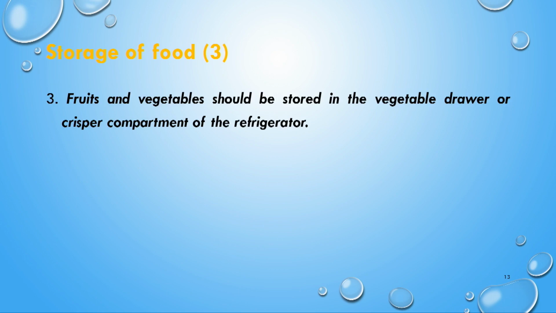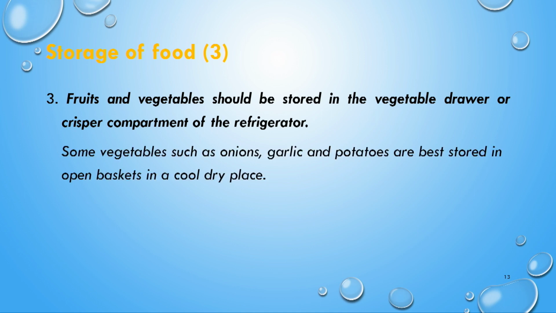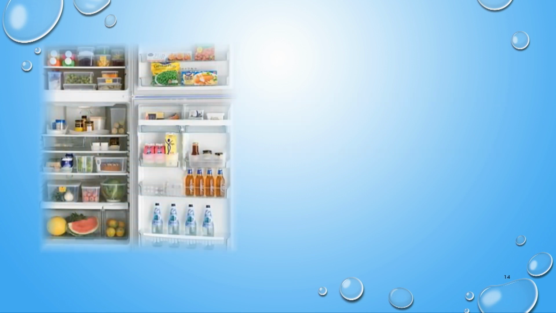Fruits and vegetables should be stored in the vegetable drawer or crisper compartment of the refrigerator. Some vegetables such as onions, garlic, and potatoes are best stored in open baskets in a cool, dry place.